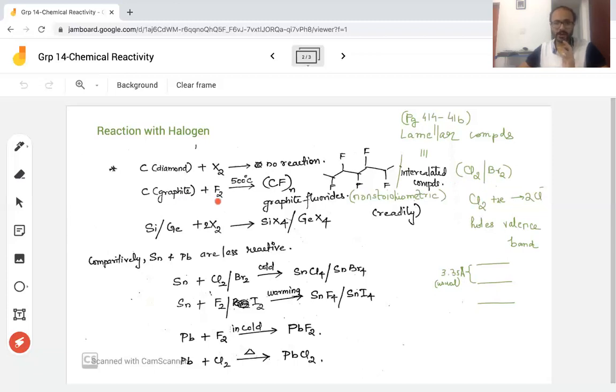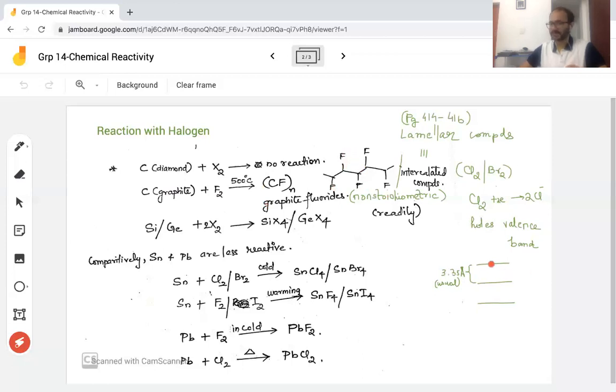However, when you react them with more reactive fluorine at high temperature, what it forms is basically graphite fluorides. Now, this is slightly different from the intercalated compounds. When we talk about intercalated compounds, you do not have any covalent bonding happening between the molecule and the layer. However, when you talk about graphite fluorides, there is a covalent bond formed between the carbon atom on the layer and the fluorine.